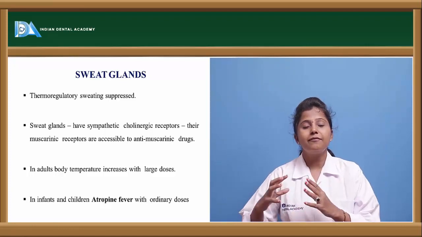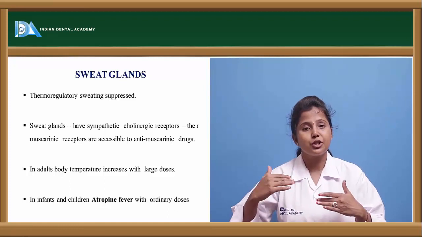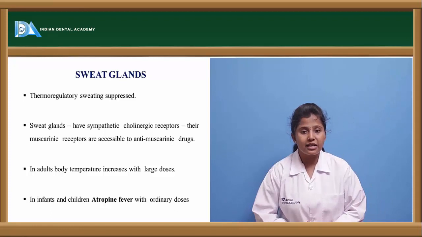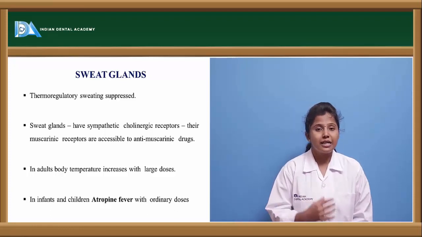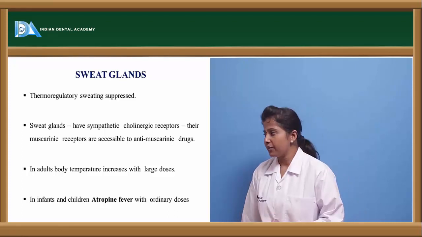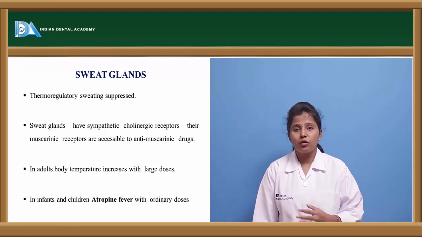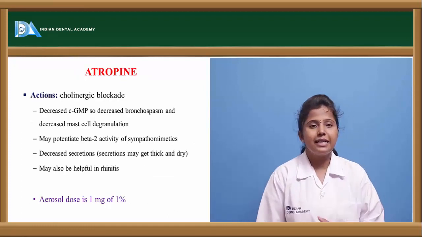If it is given in larger doses, as the sweat gland secretions are reduced and sweating won't take place, the temperature inside the body will rise. In adults, this condition can be observed at higher doses. But in infants, even atropine at low doses can cause fever. Let us see the individual drugs.